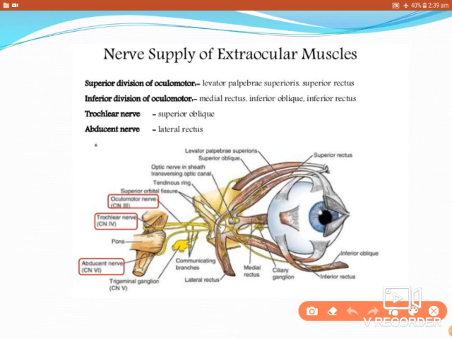Here, you can see this is the oculomotor nerve. This one is the trochlear nerve. And this is the abducent nerve. Oculomotor is the 3rd cranial nerve. Trochlear is the 4th cranial nerve. Abducent is the 6th cranial nerve.